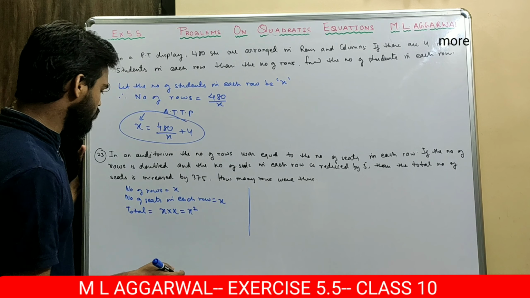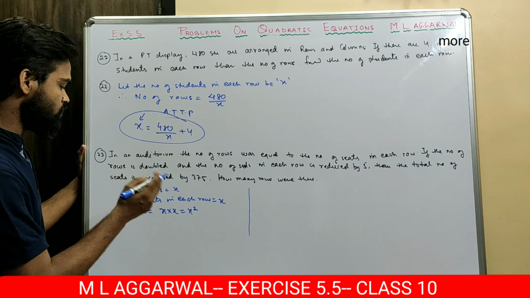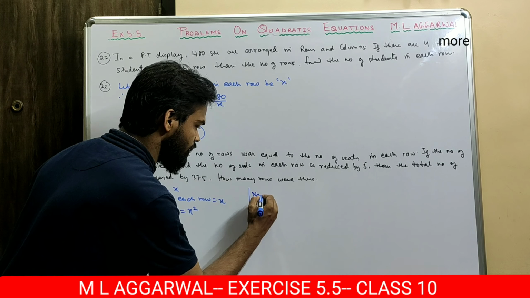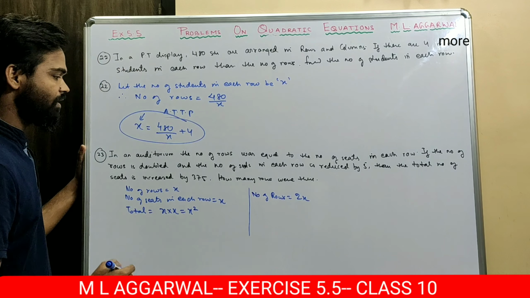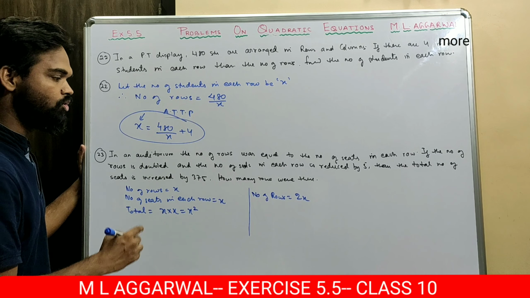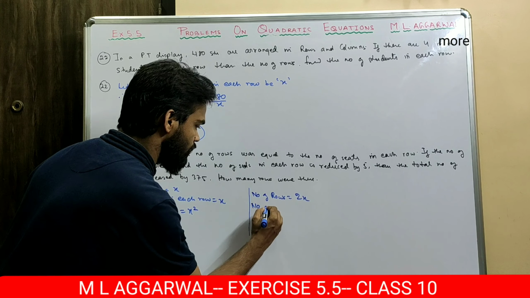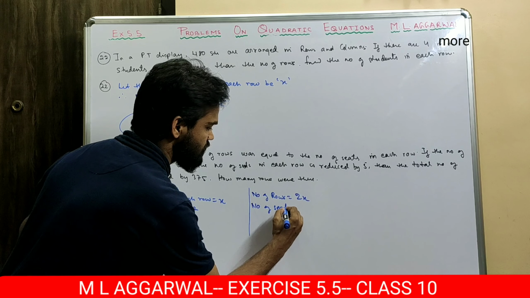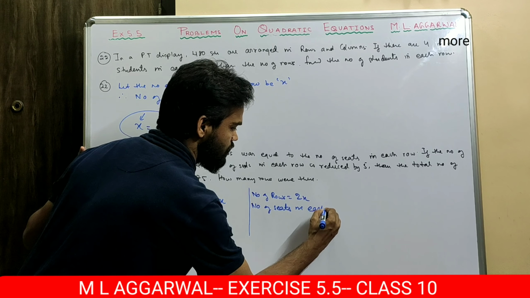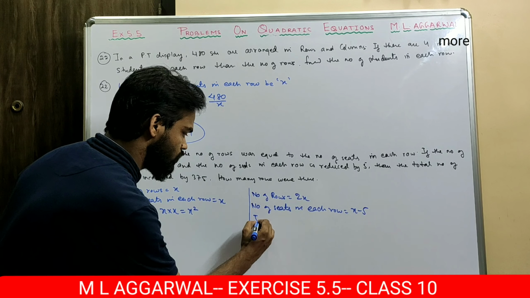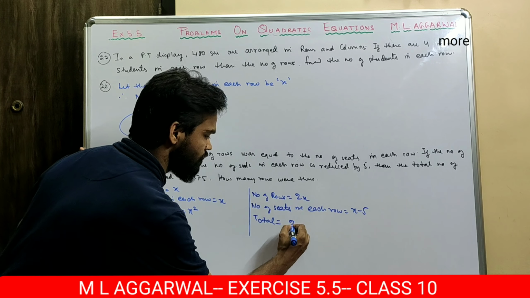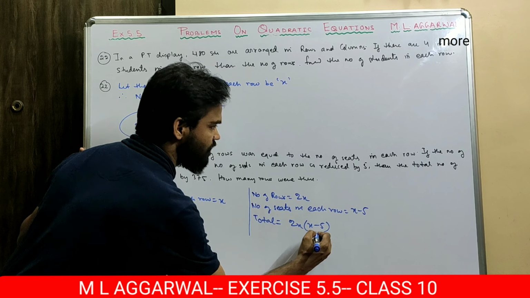Now in the second case, what they have told, if the number of rows is doubled, so here number of rows is twice x and the number of seats in each row is reduced by 5. Number of seats in each row is x minus 5. Over here the total number of seats will be 2x multiplied by (x minus 5).